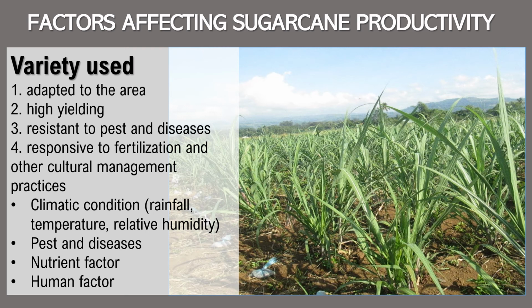You also have to consider the climatic condition of the area where you are going to grow your sugarcane. So you have to know the rainfall, the temperature, as well as the relative humidity. In terms of pests and diseases also, what is the prevalent disease or pest in the locality so that you could be able to choose variety that is resistant or tolerant to that specific pest and disease. Then we have nutrient factor, which is our second concern in this lecture. And the last is the human factor.